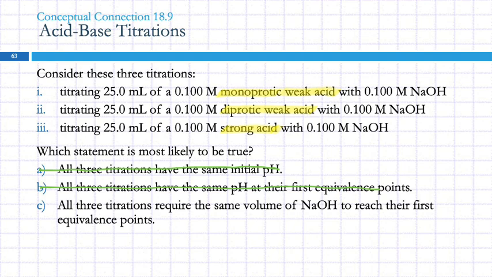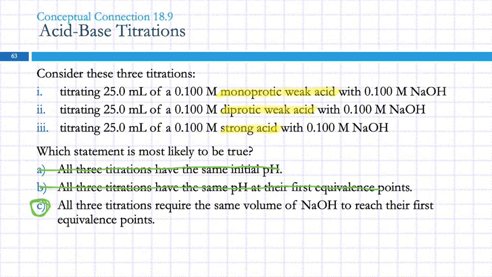All three titrations require the same volume of sodium hydroxide to reach their first equivalence point. That's true, because we have the same volumes and same concentrations. So to reach the first equivalence point, we have the same number of moles of acid, so it'll take the same number of moles of sodium hydroxide.